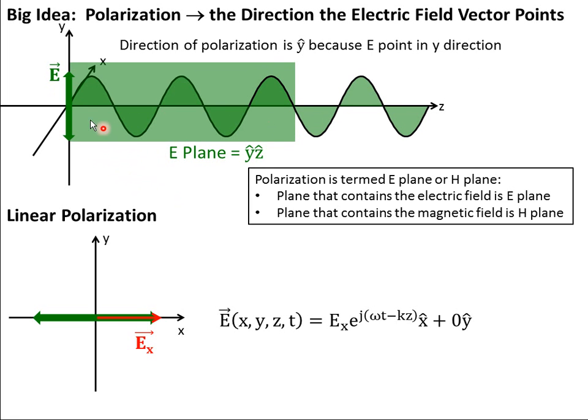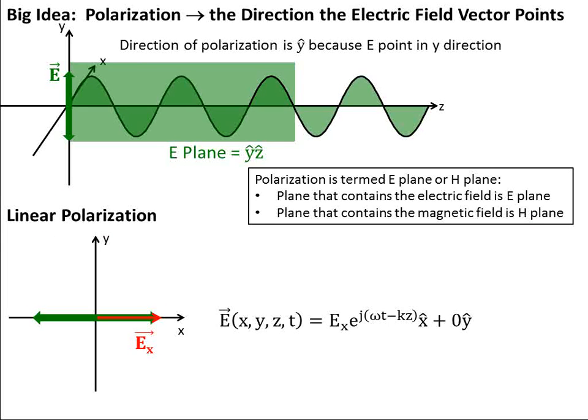We can also talk about planes of polarization, because this wave's propagating in the z direction. We talk about it being E-plane polarized in the YZ plane. We talk about the magnetic field plane as the H-plane. And essentially, we distinguish three different ways a wave can be polarized. The first of these is what we call linear polarization. Linear polarization really just means that the electric field only points in one direction, no matter where you are in space or where you are in time.